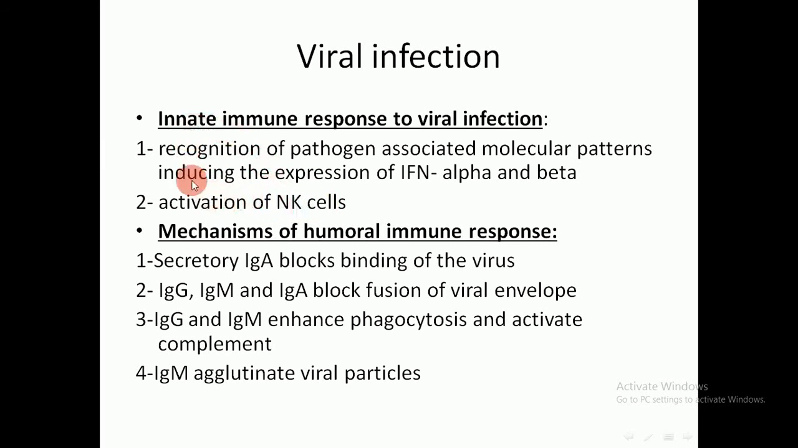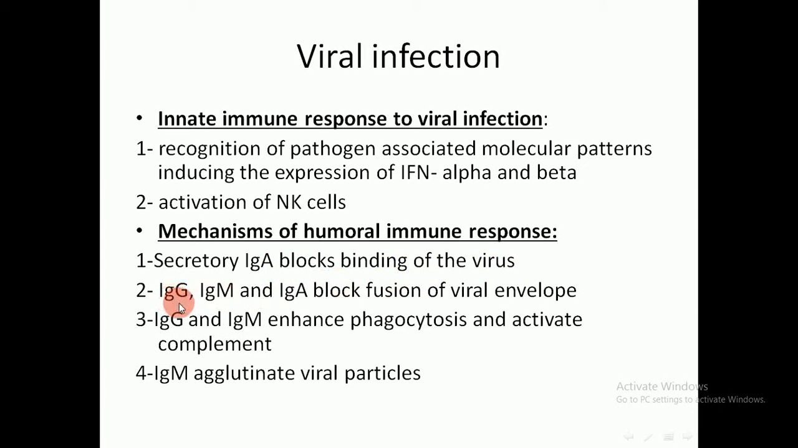And if this innate immunity fails to eradicate the viral infection, then the adaptive immunity will react, and this includes the humoral immunity. The humoral immunity consists of secretory IgA, which is present in the mucous membrane and in the secretions, and this blocks the binding of the virus.